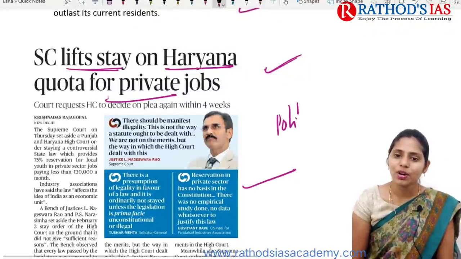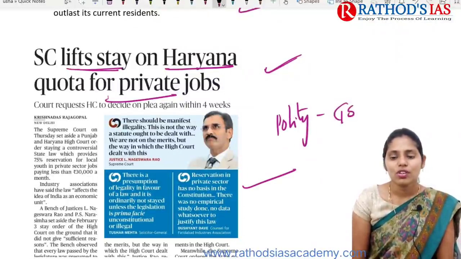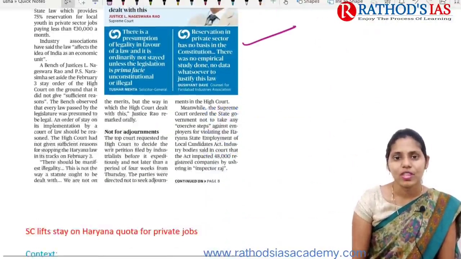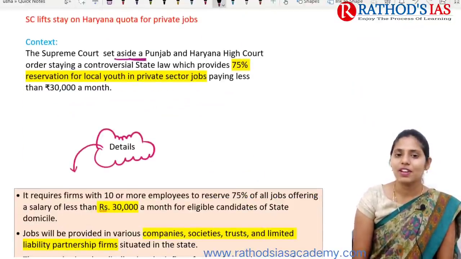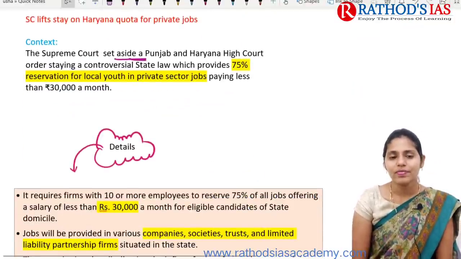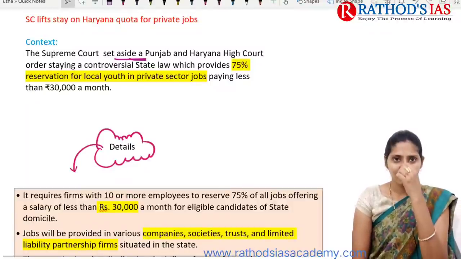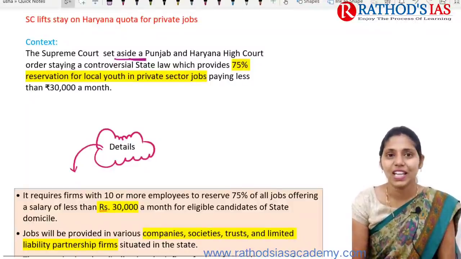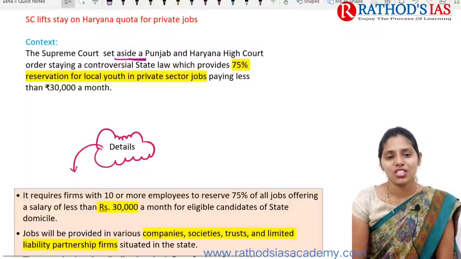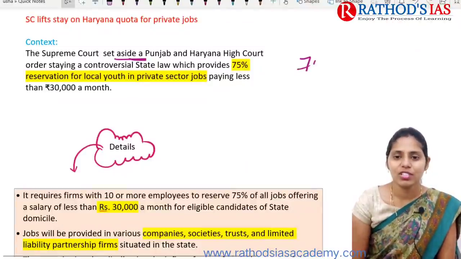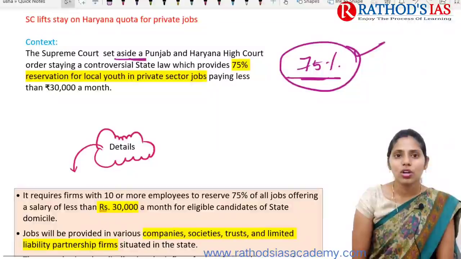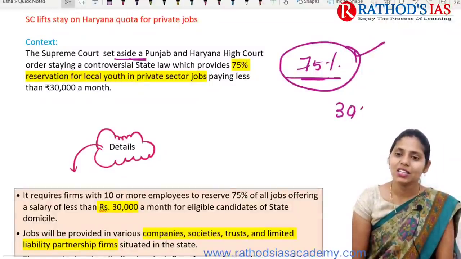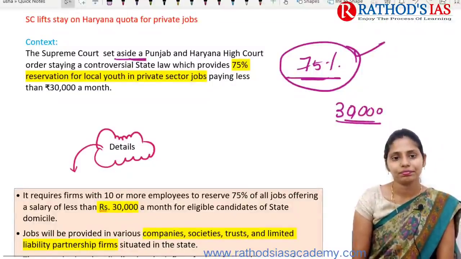This topic is important from your polity point of view, which mainly comes under GS Paper 2. Now let us see the context. The Supreme Court set aside a Punjab and Haryana High Court order. This High Court order had stayed the controversial state law, which provides 75% reservation for local youth in private sector jobs paying less than 30,000 rupees per month.